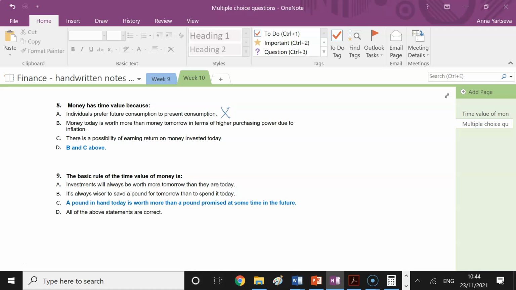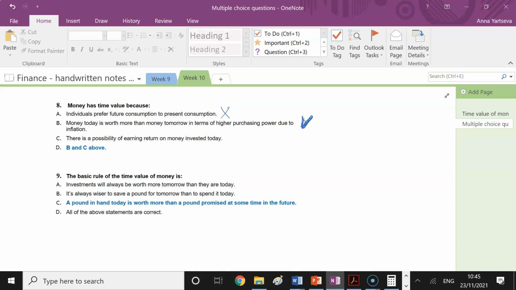We want everything now. Money today is worth more than money tomorrow in terms of higher purchasing power due to inflation. This is correct because inflation erodes the purchasing power of money. If you have money now, you can purchase more than in the future because prices of everything will grow. And if you keep a fixed amount of money, like £1,000 or even £1,000,000, you will be able to purchase less in the future because prices will increase by then due to inflation.